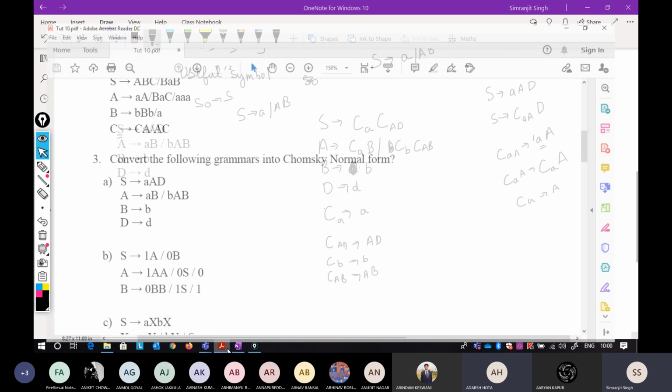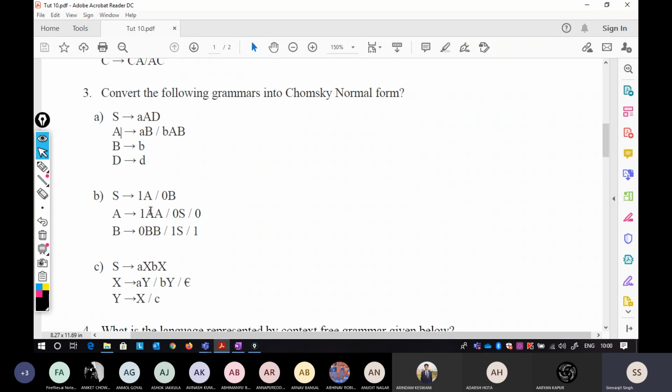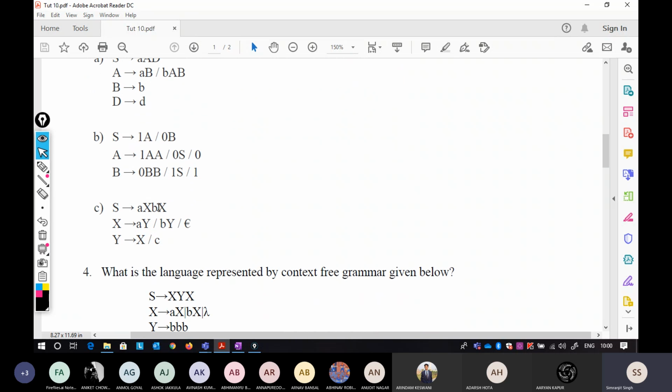Okay. So now the next question is also very easy because I don't think there is any kind of unit production here, as well as a null production. So I don't think that will take a lot of time. So this is a simple substitution. I prefer that you do this question.